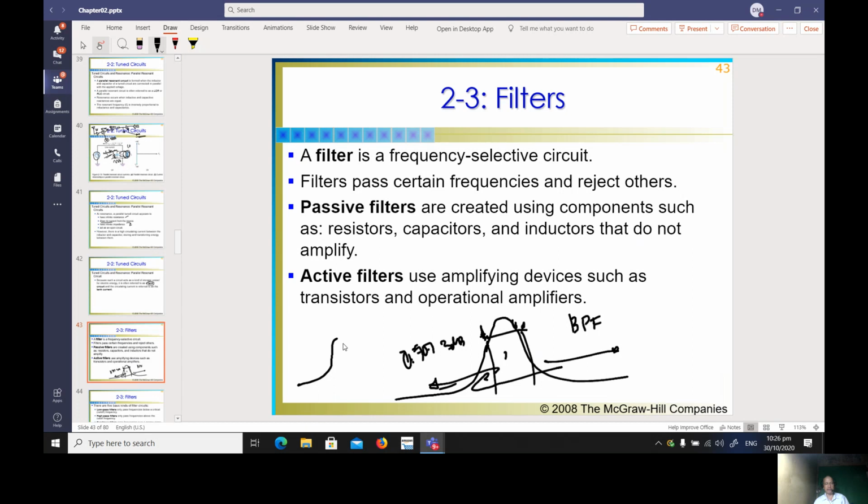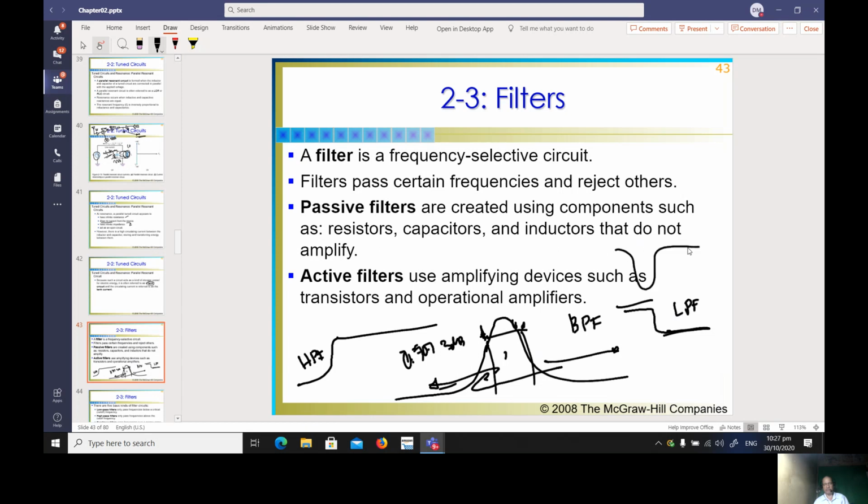Now, if you want to reject the lower sideband and allow the upper sideband, that is a high pass filter. If you want to reject the upper sideband and allow the lower sideband, that is a low pass filter.